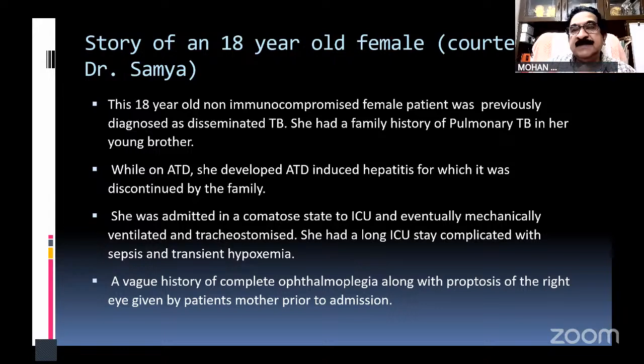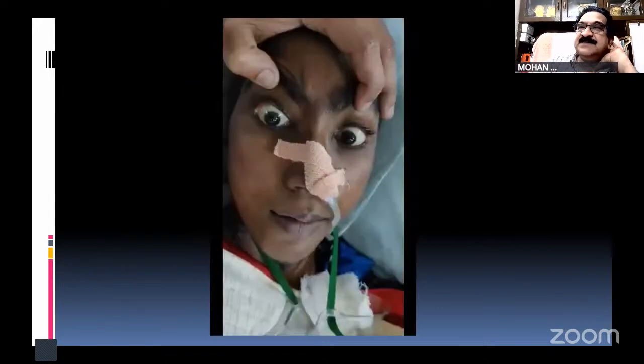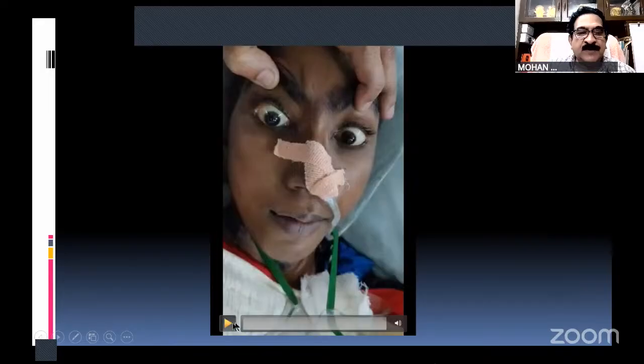admission. Now, this is not the important part of the story. She is a known case of tuberculosis. This is the video, this eye movement for which I have brought the case today. Look at the eye movement and what it is like.